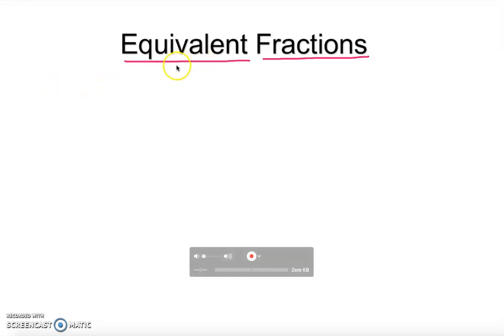Hello there. In the last couple of classes we learned what a fraction is and the types of fractions: proper, improper, and mixed fractions. In this video we're going to talk about equivalent fractions.